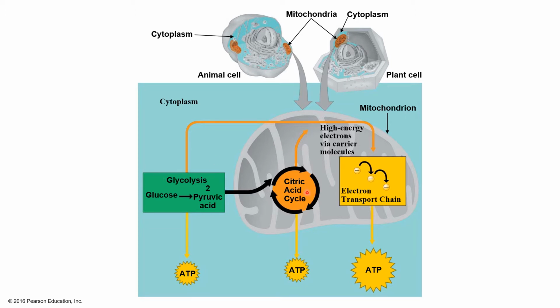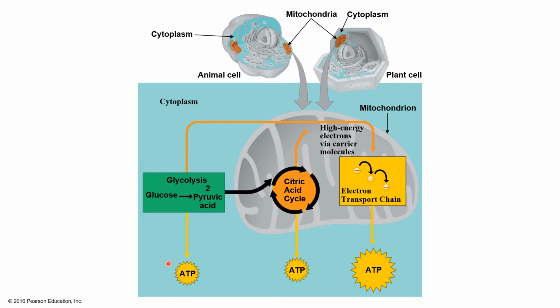The citric acid cycle and the electron transport chain, those two reactions take place within an organelle known as the mitochondria. So the mitochondria, this is where those two reactions would take place, and both animal and plant cells have mitochondria.